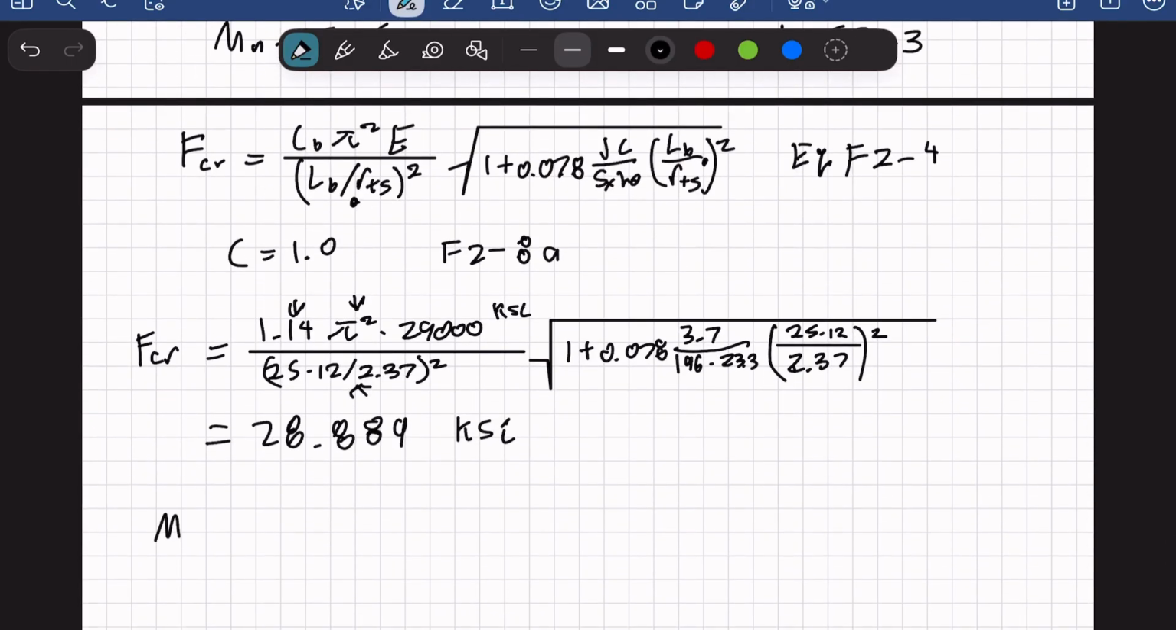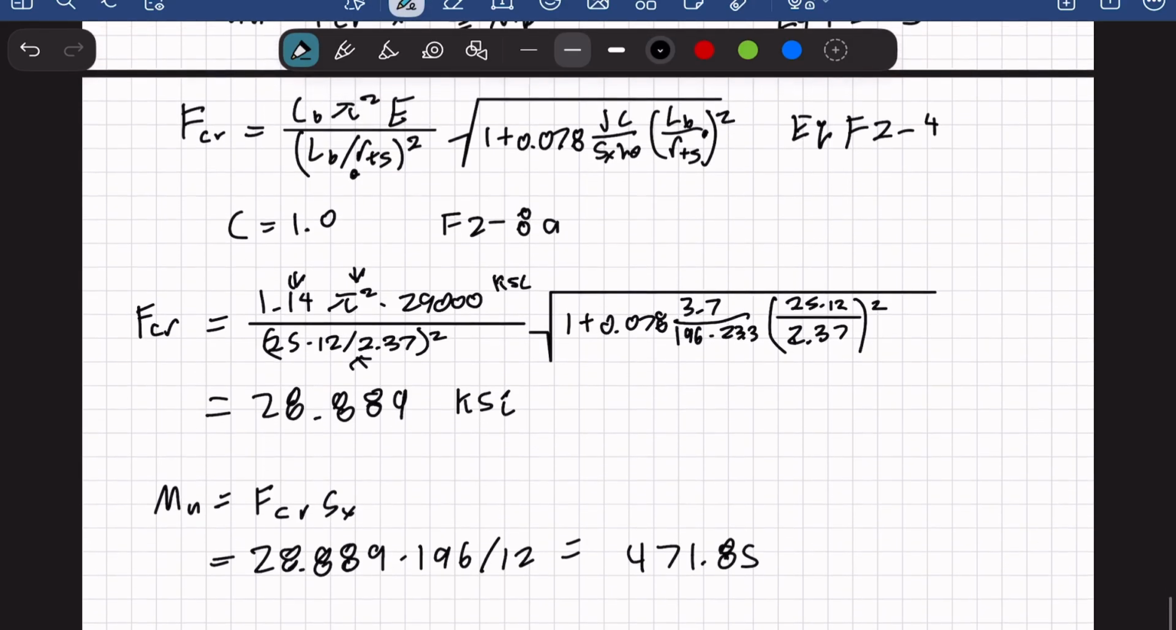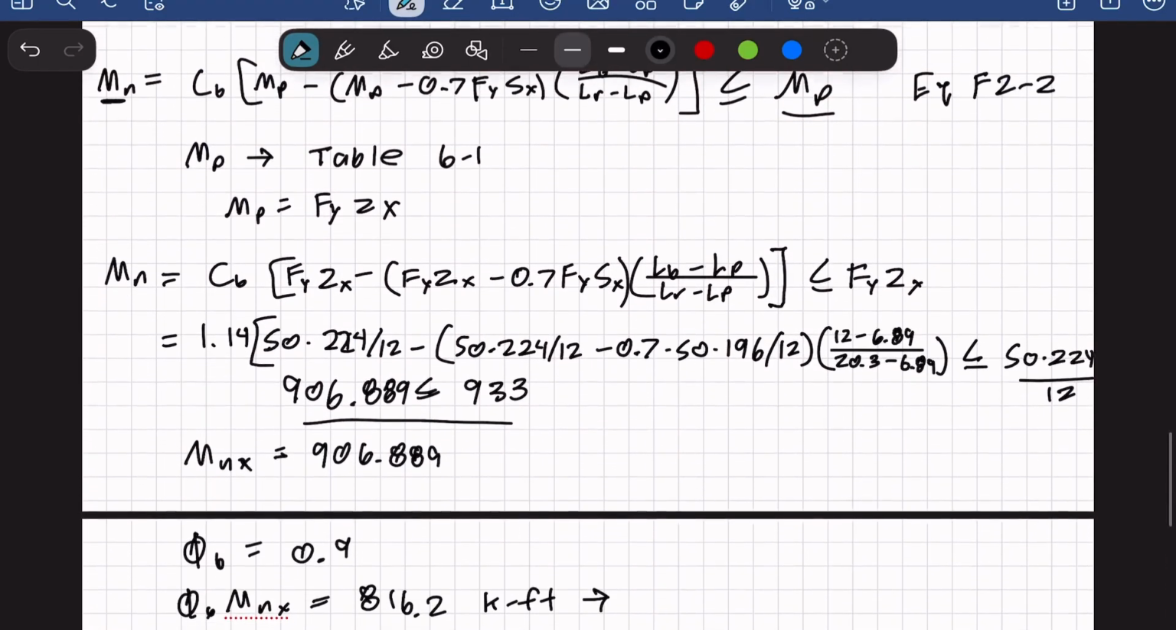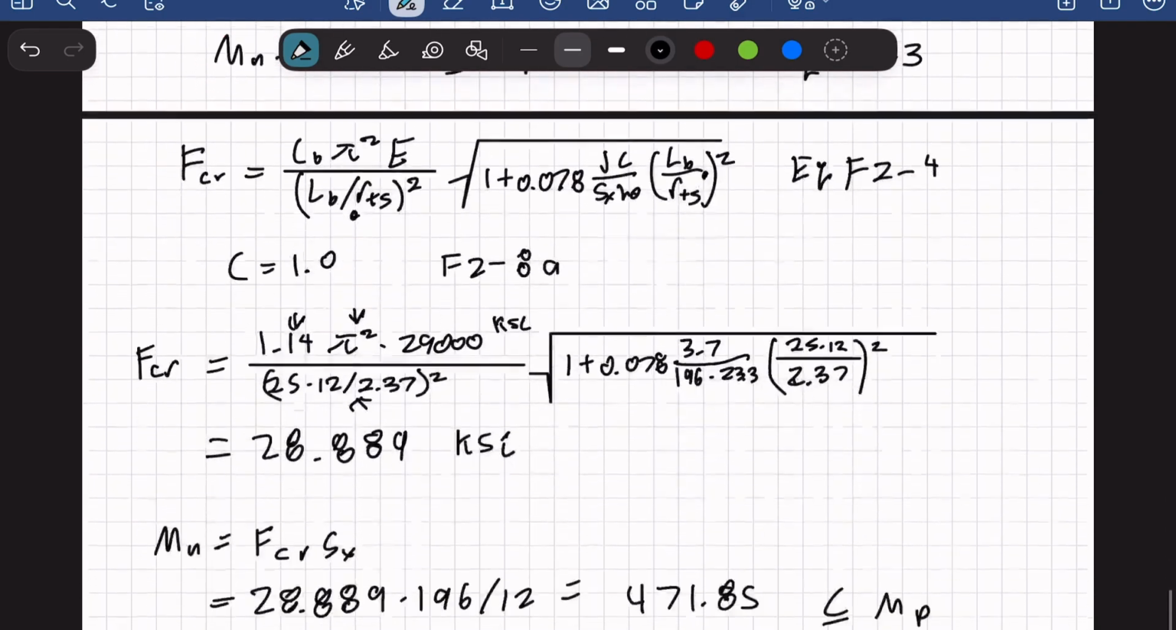So with that, MN equals FCR SX equals what we just found, so 28.889 times 196. That is our SX value, and then we're going to divide by 12. And we get 471.85. Now, this value we already have established is less than or equal to MP, because MP hasn't changed, right? That's a characteristic of the beam. That's Fy times Zx, and that was 933. So we're not worried about that. That checks out.